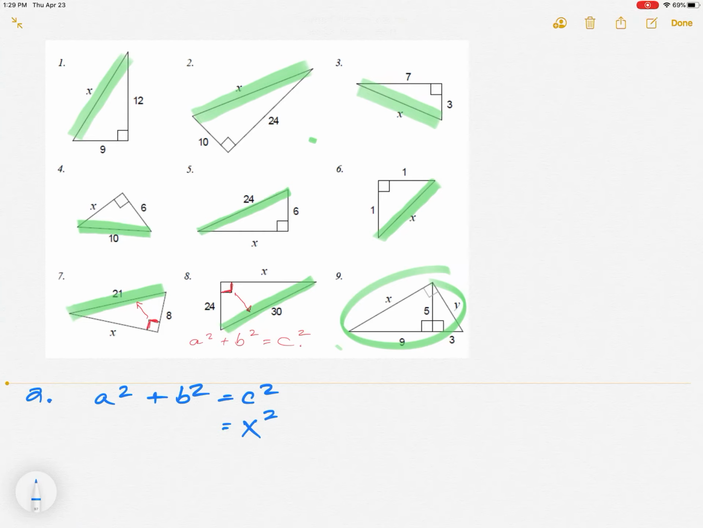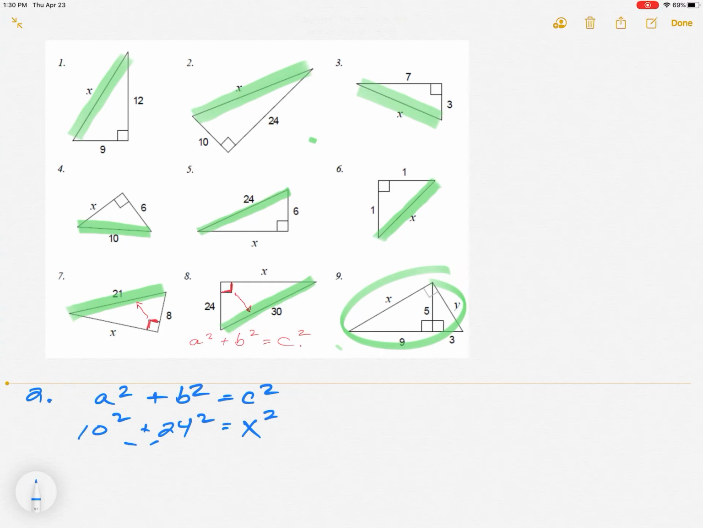Instead of calling one side A or one side B, it doesn't really matter which side is A or B. The 10 could be A, the 10 could also be B. The 24 could be A, the 24 could also be B. So it's whatever you decide. I'm going to call A the 10, so we'll do 10 squared, and we'll call B 24, plus 24 squared equals x squared. Now I just need to simplify until I eventually end up with x equals a number, and then I will know how long my hypotenuse is.